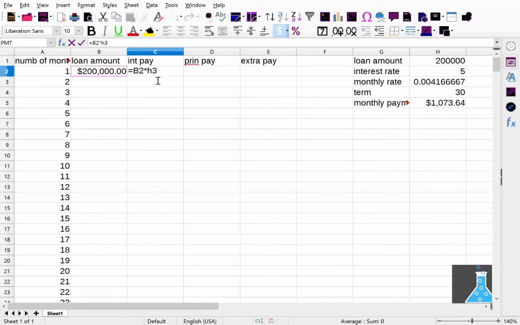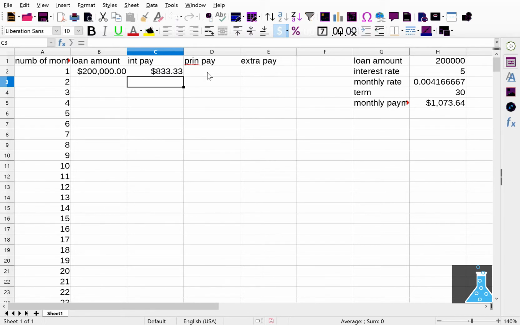All right, so H3 needs to stay the same as we auto-populate this down the column. If you press F4, it puts dollar signs in front of the H and in front of the 3. That means this number will stay the same even though I'm running the function down the column. This will stay H3 no matter what.